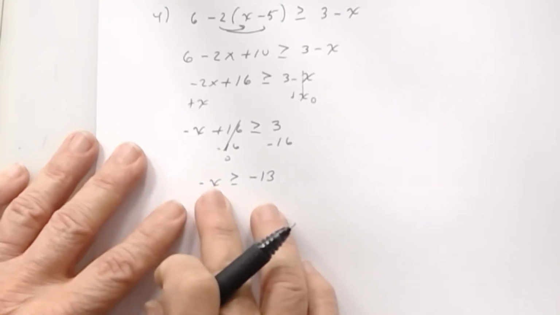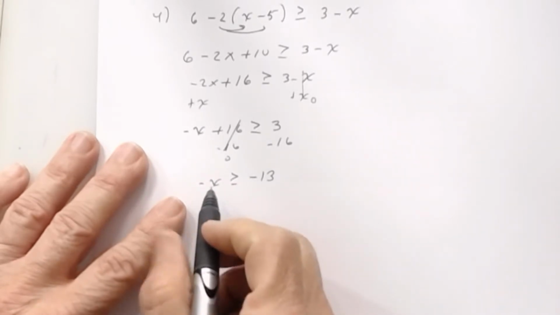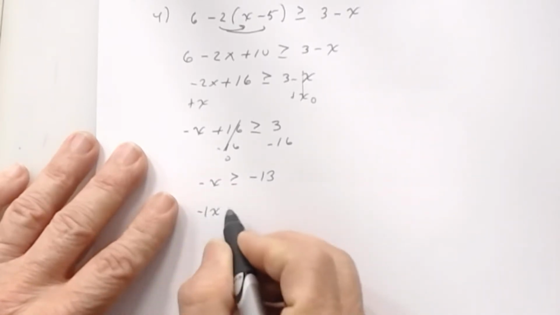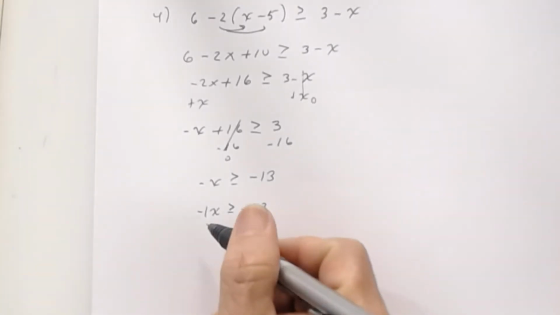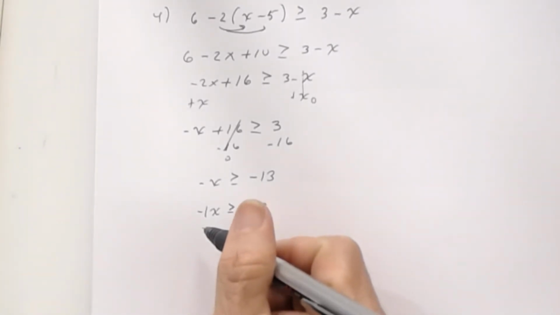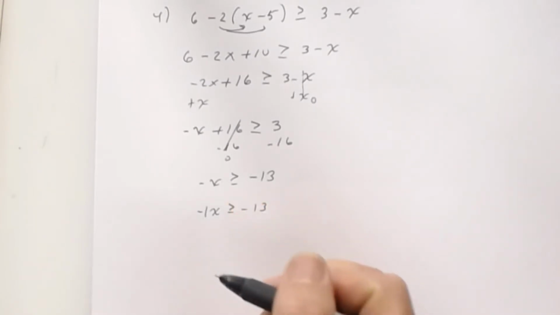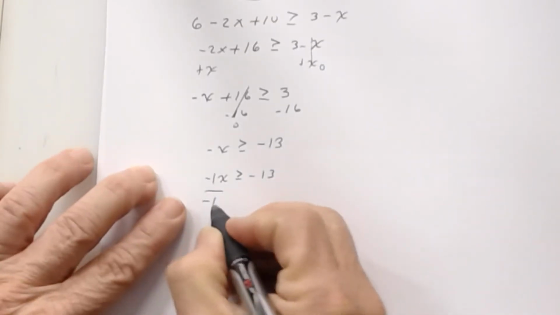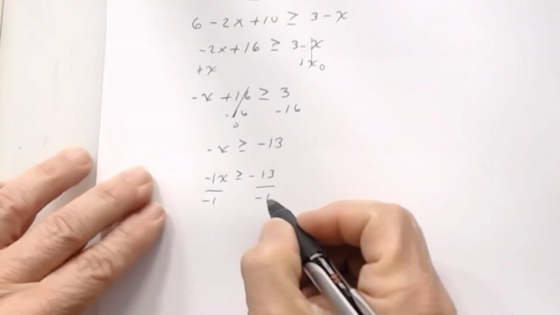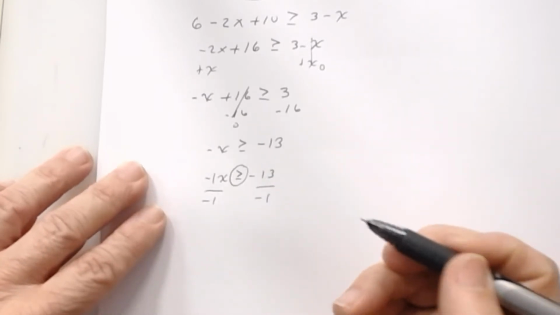Negative x. So for some of you, if you don't see this, you may want to rewrite negative x as negative 1x. But you want a positive 1x. So right now you have multiply by negative 1. What's the opposite of multiply by negative 1? Divide by negative 1. Now, since I'm dividing or multiplying by a negative number, I've got to reverse this inequality symbol.